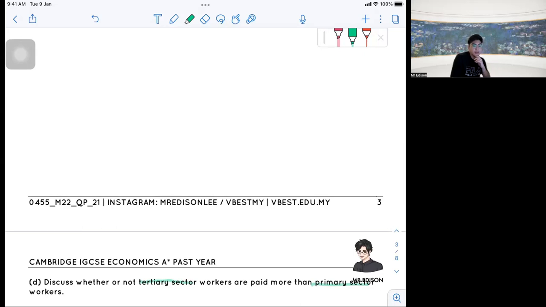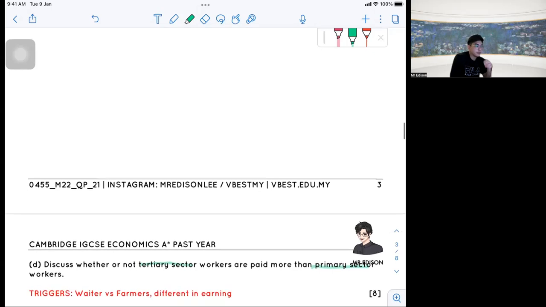They might have lower salary than those that are working in the primary sector. Okay, if you work in the farming industry, you work in the oil and gas industry, definitely you have higher pay than working as a janitor, right or not? So that's why my trigger point here is waiter versus farmer. You see that difference in earning.